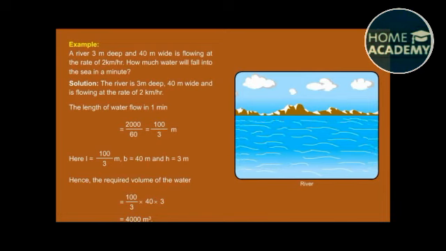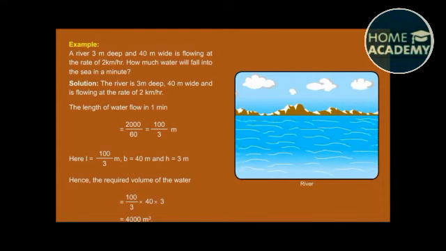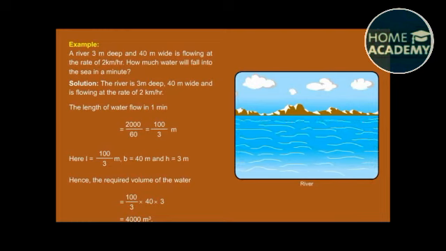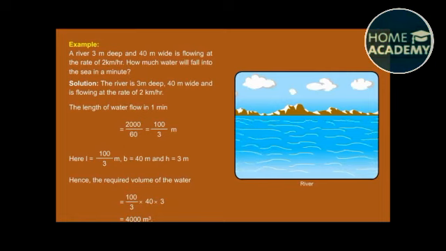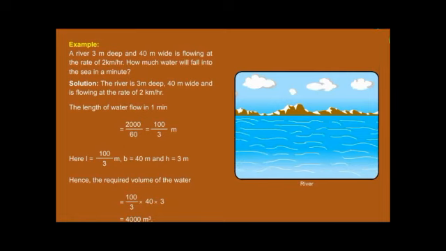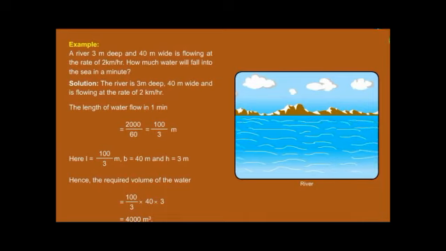Here, L is equal to 100 upon 3 meter, B is equal to 40 meter and H is equal to 3 meter. Hence, the required volume of the water is equal to 100 upon 3 into 40 into 3 is equal to 4000 meter cube.